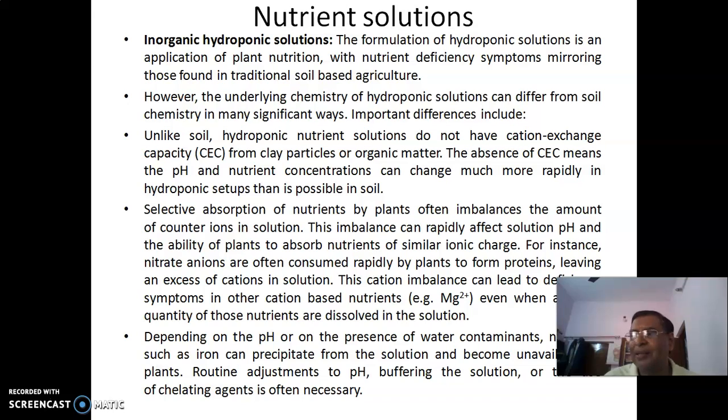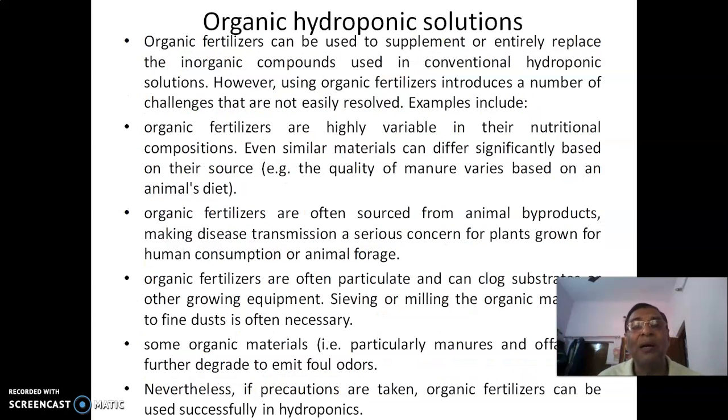Chelating agents means the agents which will make the bonds together, these ions, in layman's language, we can understand. I'm not a soil chemist to explain properly. Chelating agents make the bonds and stick the ions together. Okay, so routine adjustment to the pH is the one thing, where we have to make adjustments, and then buffering the solution because pH is changing, or the use of chelating agents is often necessary. These are some of the things we can depend upon to keep the pH in the same position.